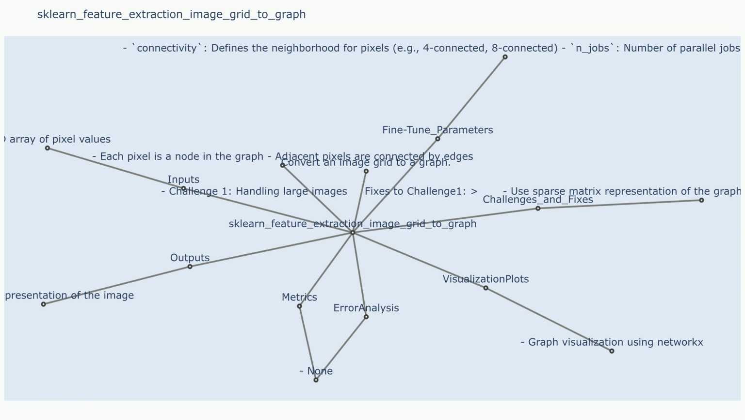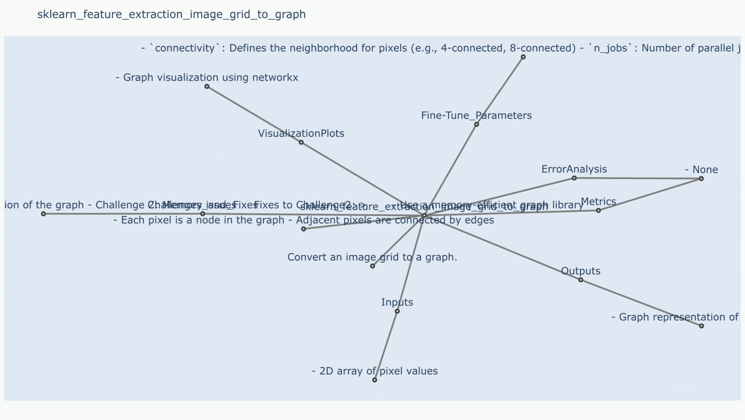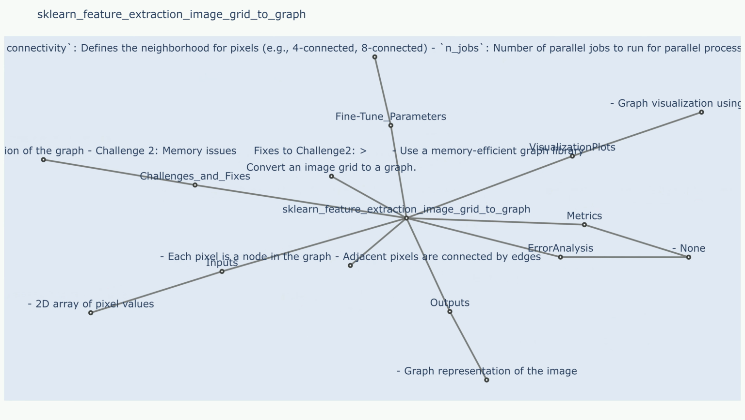sklearn.feature_extraction.image.grid_to_graph. Description: this function converts a grid of pixel values into a graph representation where each node represents a pixel and edges connect neighboring pixels. This graph representation can be used for various image analysis tasks like segmentation, edge detection, and texture analysis. Image: a 2D NumPy array representing the image. Each element in the array represents a pixel value.